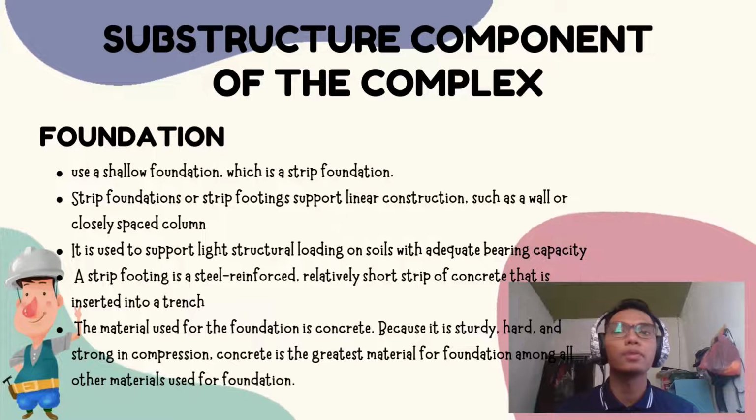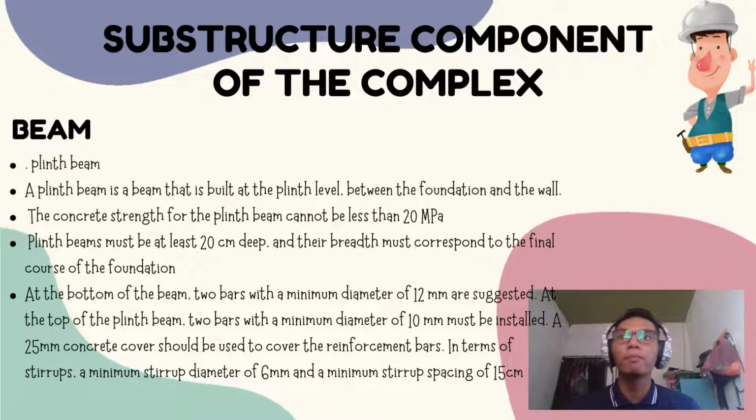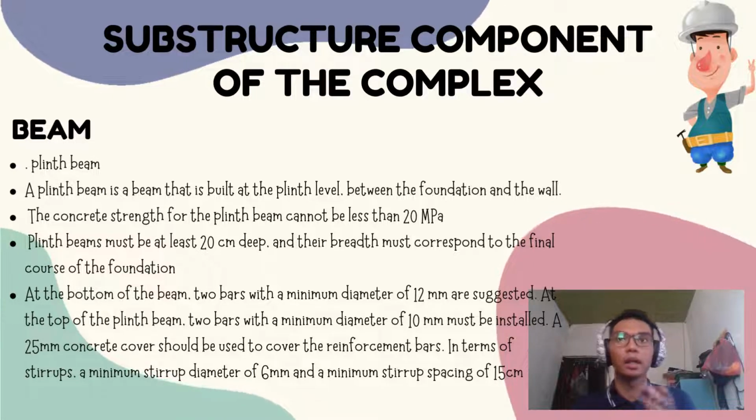The material used for the foundation is concrete because it is very hard and strong in compression. Concrete is the greatest material for the foundation among all other materials used for the foundation. For the beam, we choose a plinth beam. A plinth beam is a beam that is built at the plinth level between the foundation and the wall.